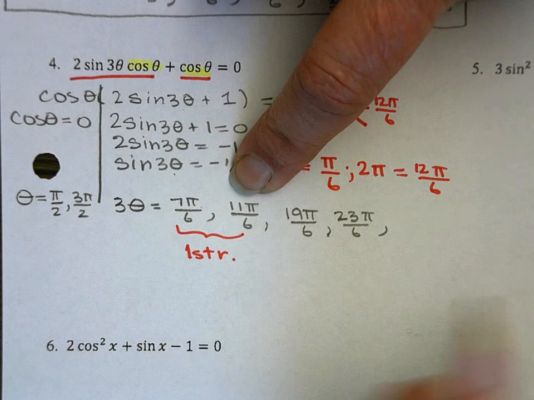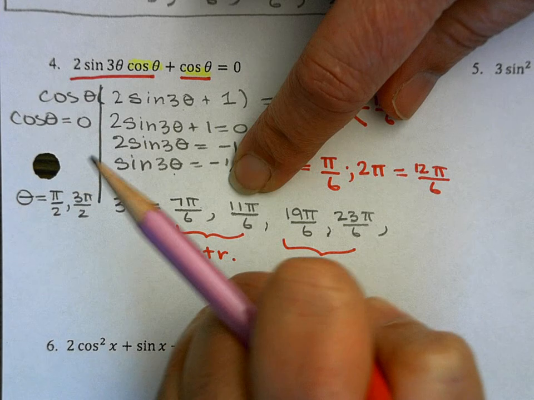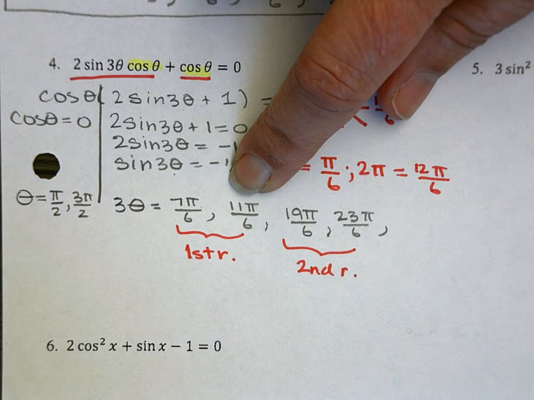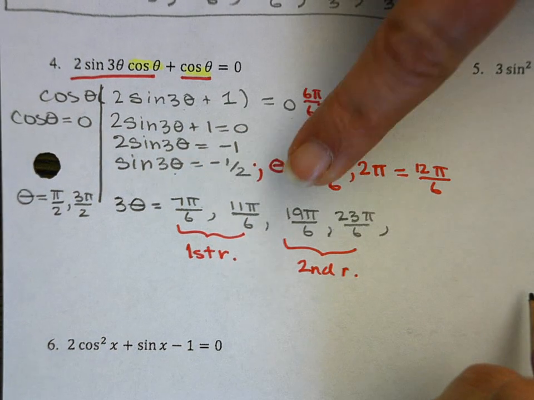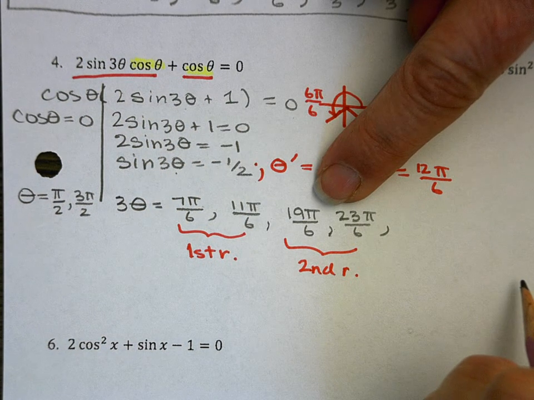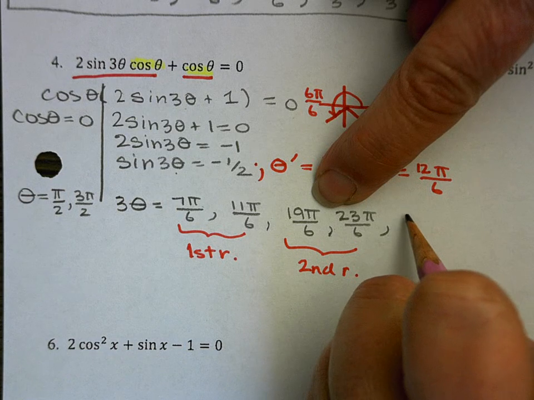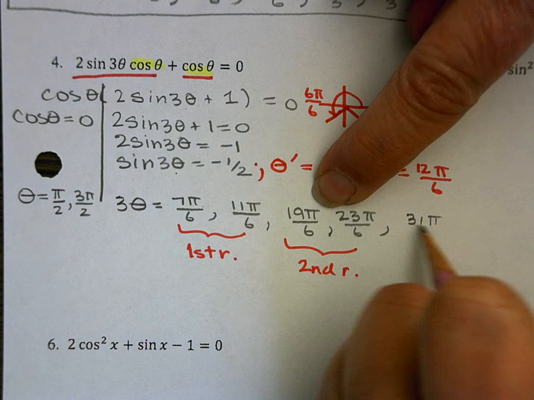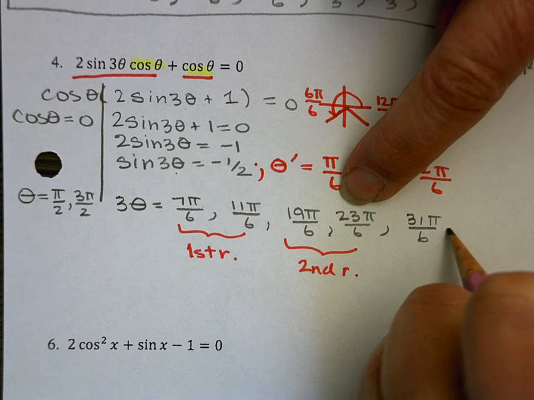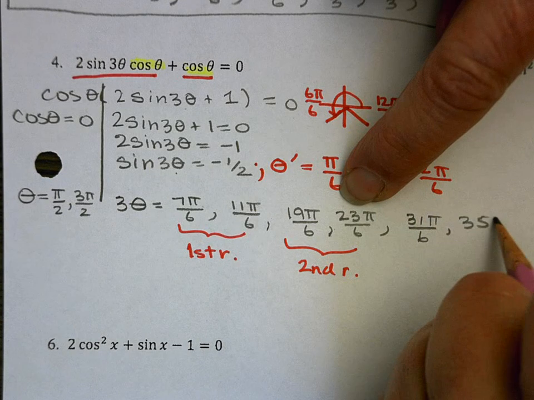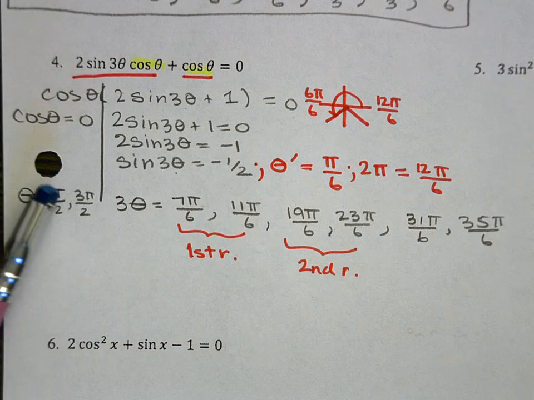So that's just the second rotation, but I need one more, right? So I need one more rotation. I need a third rotation because that is a 3 theta. So then I'm going to add 12 pi over 6 to my second rotation. So 12 pi added to this one, so that would be 31 pi over 6. And 12 pi over 6 to this one, that would give me 35 pi over 6. And so that would be my third rotation.